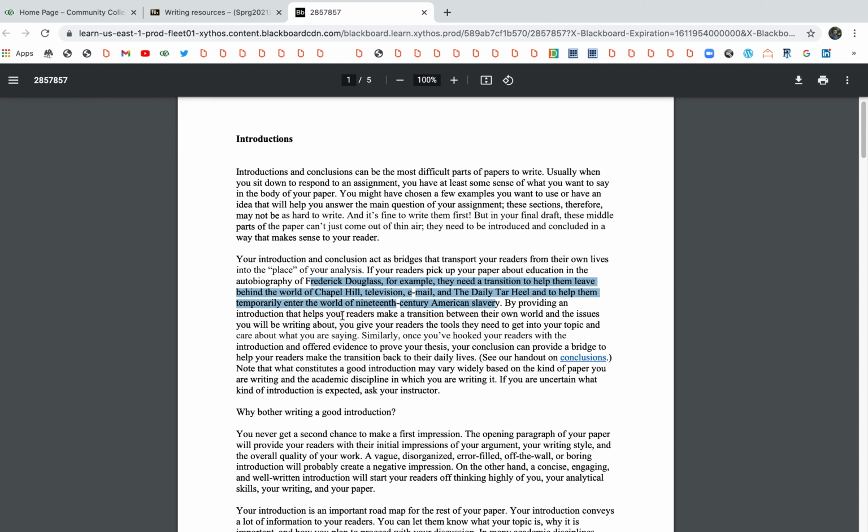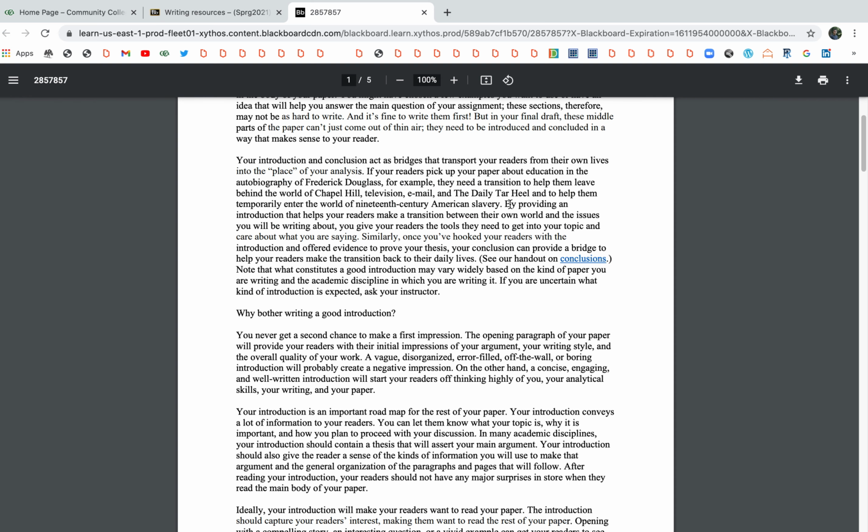Education goals assignment. Remember the 3 things I'm asking you to do in your paper. That's going to go in your introduction. You're going to touch upon something from your past education, something in the present, and something that you hope for the future. Those will be the aspects you mention in your intro, and you're going to explore them at length in your body. By providing an introduction that helps your readers make a transition between their own world and the issues you will be writing about, you give your readers the tools they need to get into your topic and care about what you are saying.